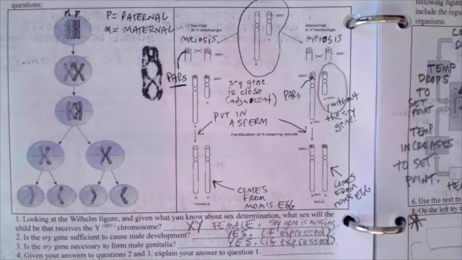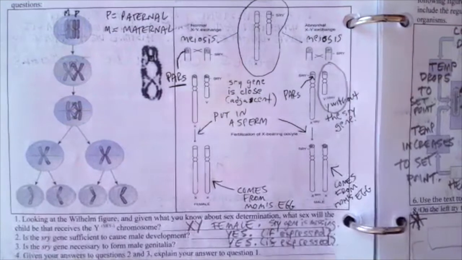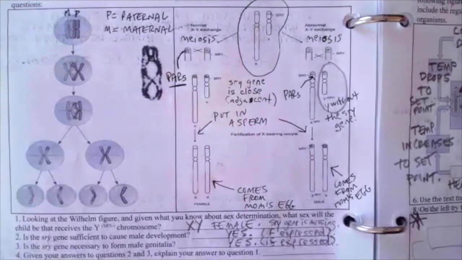Yeah. Yes. I love that you said a high probability. That's the truth. If a mistake is made in crossing over, since the SRY gene is right next to the pars, there is a high probability that sex reversal will happen. So you did some more higher order thinking. We answered another question about crossing over.